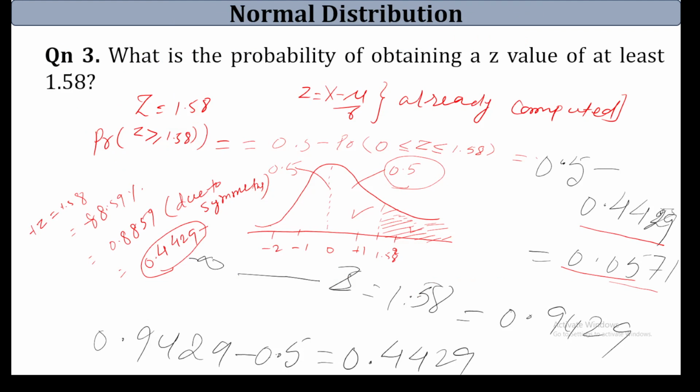We'll do a problem on how to use the Z: what is the probability of obtaining a Z value of at least 1.58? In that, the Z value is already given. Is it correct? Now they are asking us to find the probability, that is, how much the probability will be. So in that, what we can do is, the total of that, just 1 minute.